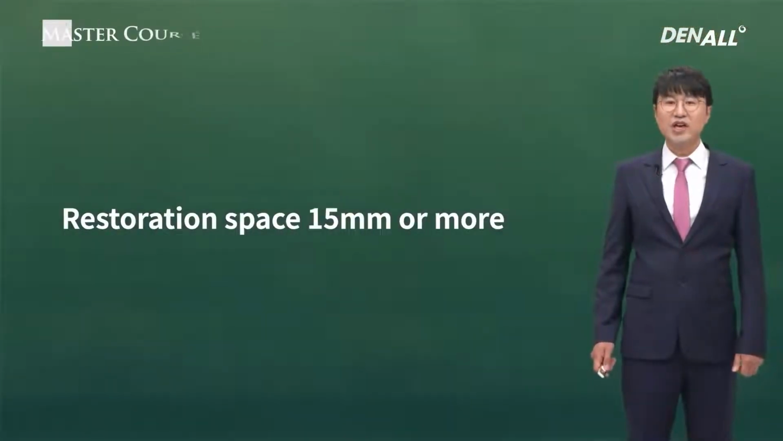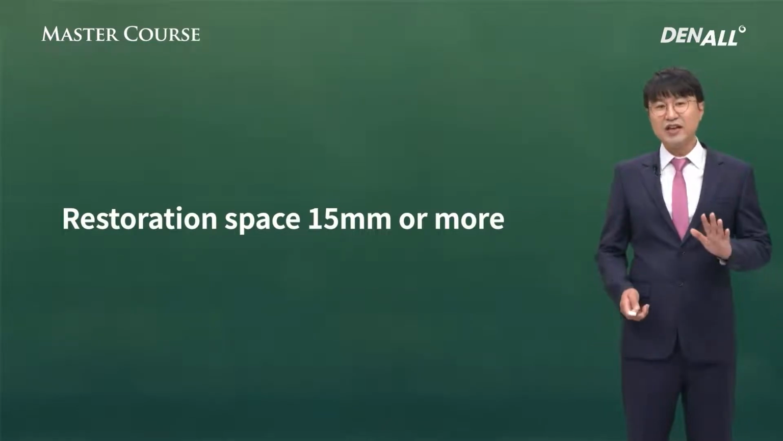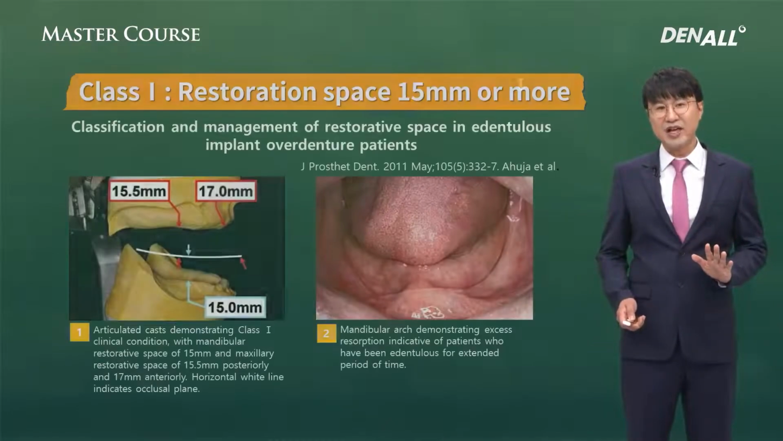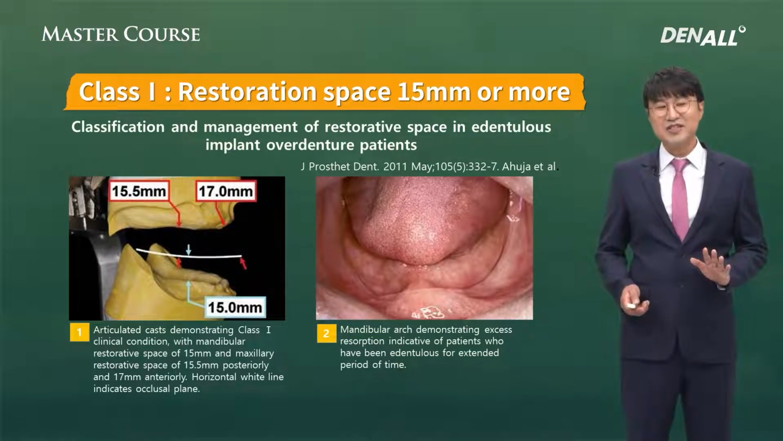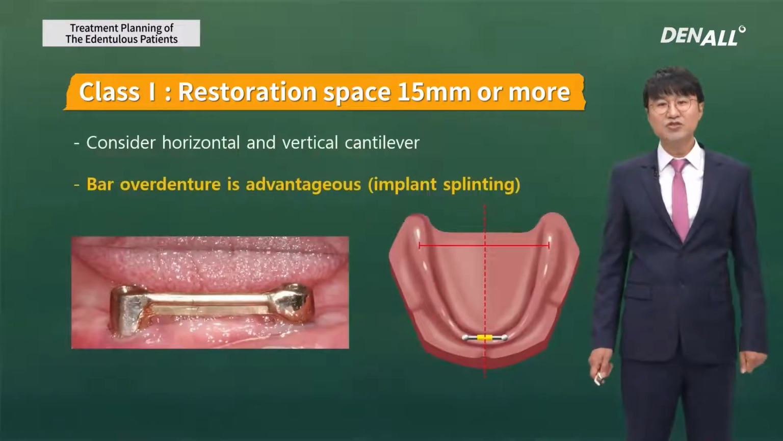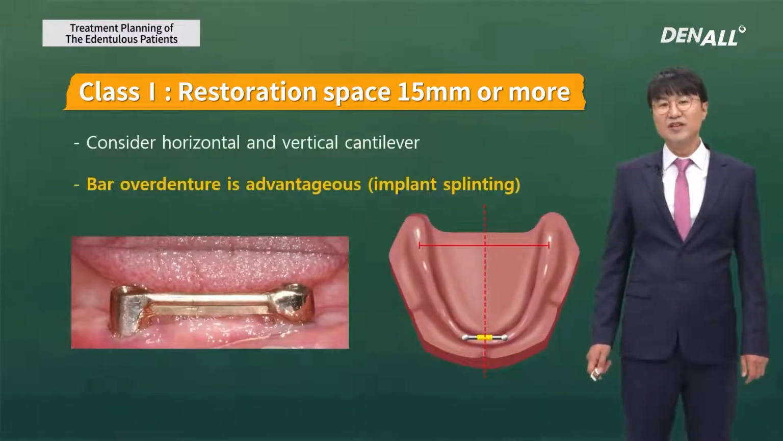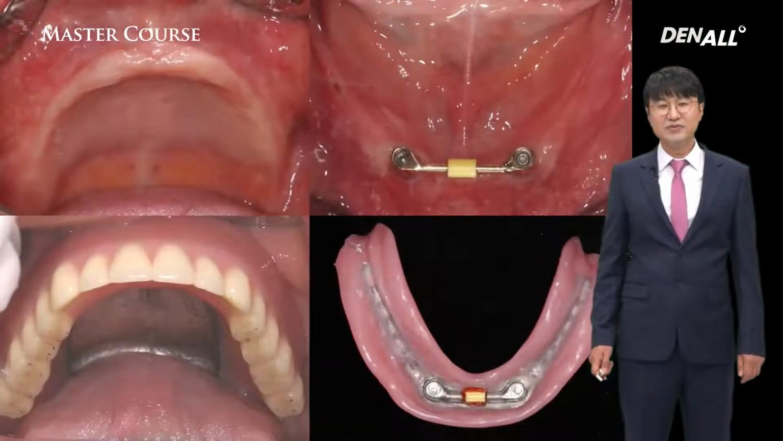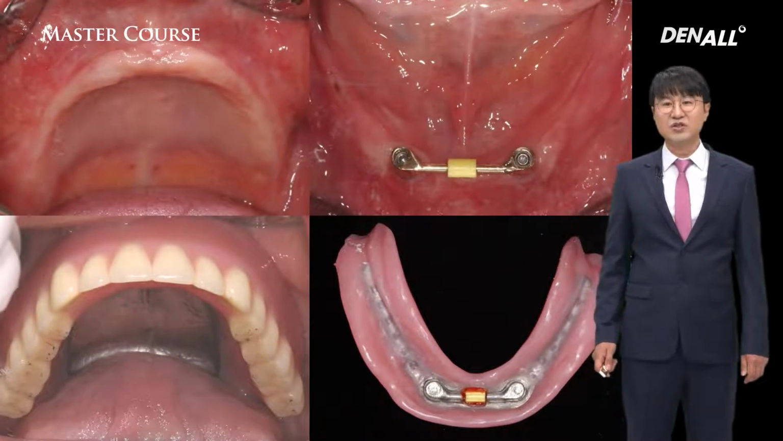First, Class 1. Over 50 mm of space needs to be restored. When you look at these patients, it's really baffling. In Class 1 cases with significant horizontal and vertical bone loss, it's very difficult to restore and maintenance can also be extremely difficult. Because the horizontal and vertical cantilever amount is significant, bar over denture where splinting is possible is more favorable. In Class 1 cases, if possible, I use bar over denture, which allows for splinting.